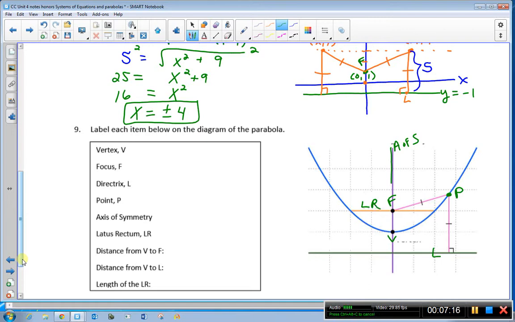I prefer this P point to be actually A because the distance here from F to V and V to the directrix, those are also equal, and they're the length of P. But that's okay for this example.